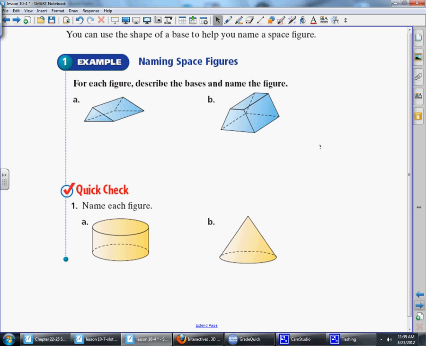Okay, so the goal of today's lesson is to be able to name space figures. So we're going to try this. If we look at this figure here, we notice that it has two parallel triangular bases. So we know for sure that it's going to be a triangular, and because it's connected by rectangles, we know that it is a prism.